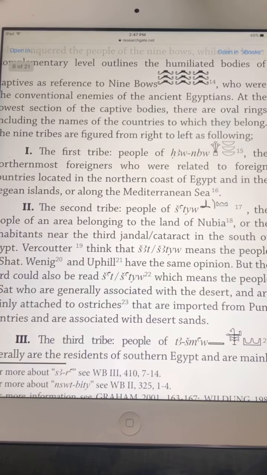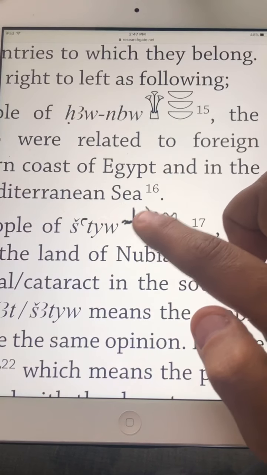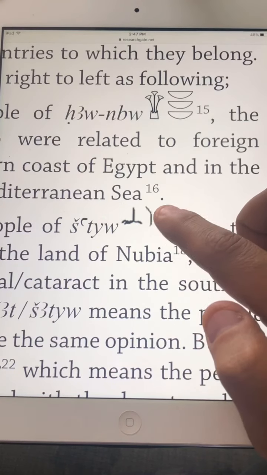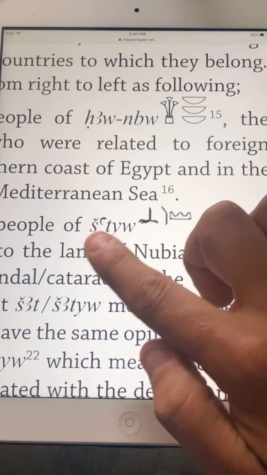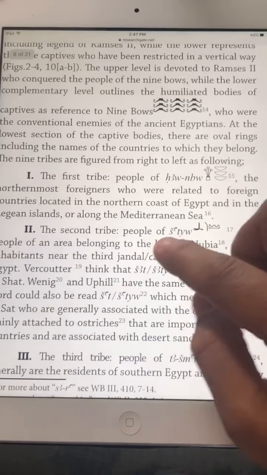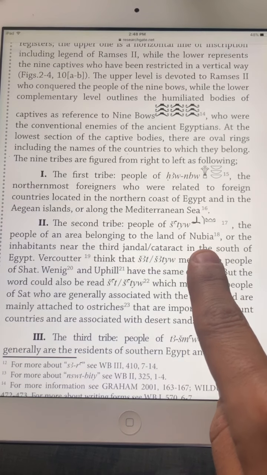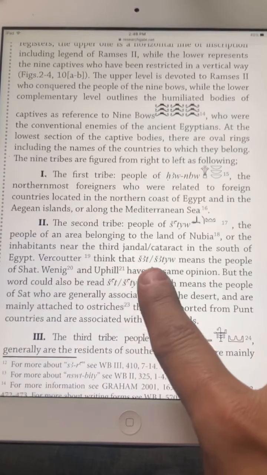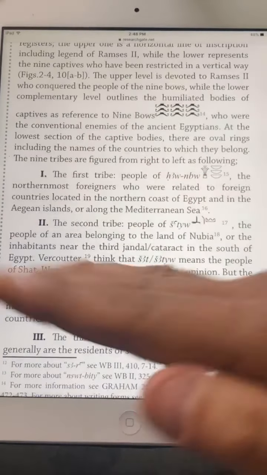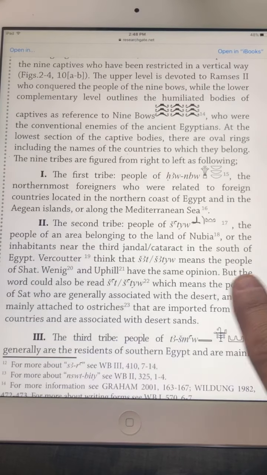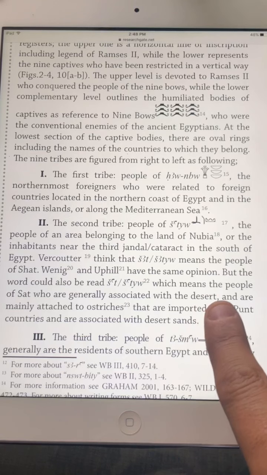Now, the second people, known over here, you could see the hieroglyph. You see a leg and a bird's foot, but you'll see which type of foot, and with a stick for foreigner, and the land, a desert land. This is known as the Shetiyu tribe. This second tribe of people, the people of an area belonging to the land of Nubia. So they were in the south of Egypt, or the inhabitants near the third cataract, which is an area that changes the speed of water in the rapids, in the south of Egypt. All right. Now, there are many interpretations of who they were and how they were pronounced, but let's continue.